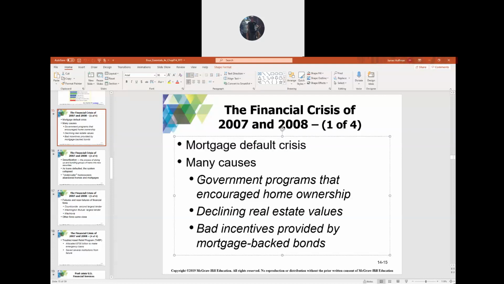So what were the causes? Many causes. Government programs that encouraged home ownership, which meant that interest rates were pushed low, and that caused home mortgage rates to be low. They're much lower now, but that was part of the problem then. Then, declining real estate values once people stopped paying their mortgages, and then these bad incentives provided by these mortgage-backed security bonds, which got riskier and riskier, and started to crumble when the homeowner stopped paying their mortgage.